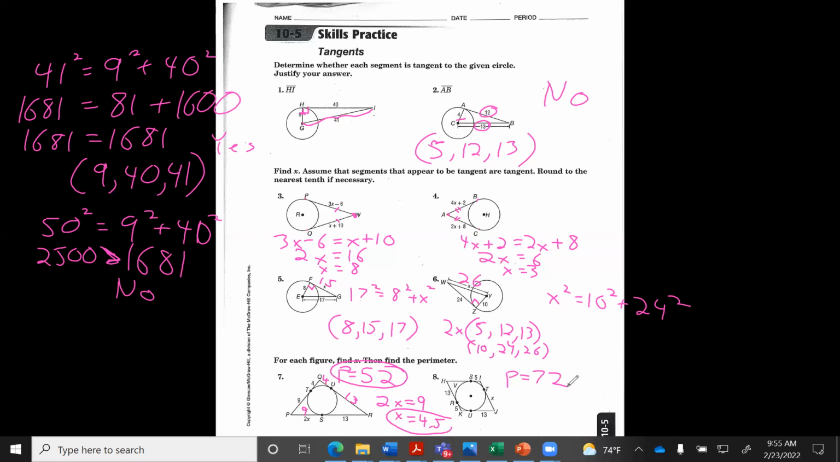Again, if you wanted to fill in all the missing pieces, you could. Again, they all had an identical side coming from the same exterior point. On this one, x was 13. And yeah, those are the two answers that we're looking for.